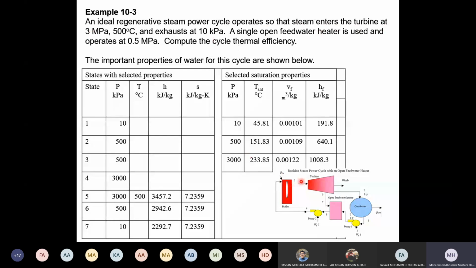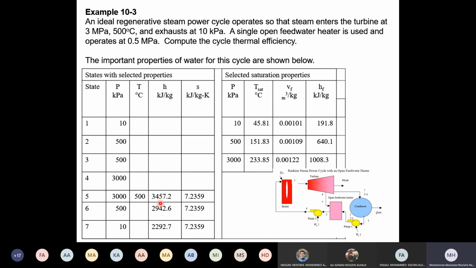this point at the inlet to the turbine, giving us the pressure and temperature, and the exhaust pressure at the condenser is 10 kilopascals. So we go to the table at state 5 and calculate the properties at state 5. We get 3,500 for the enthalpy. We also get state 6 and state 7.